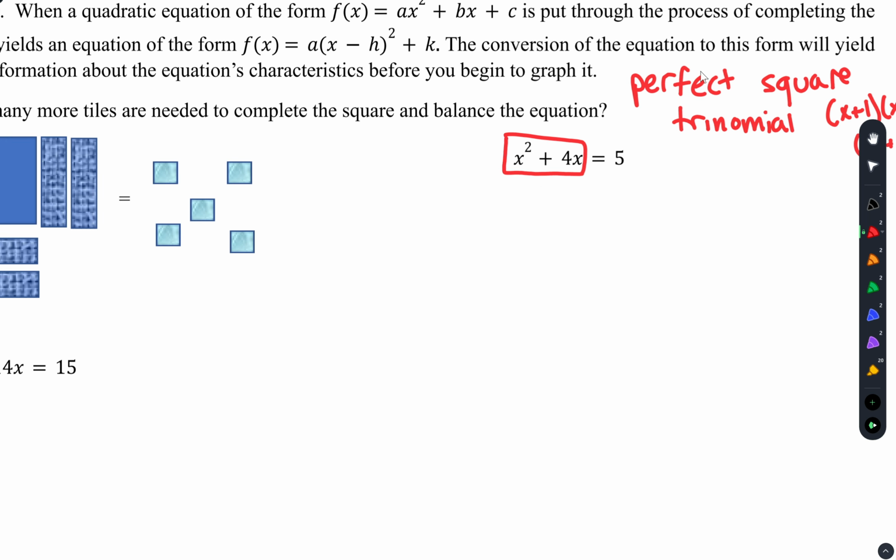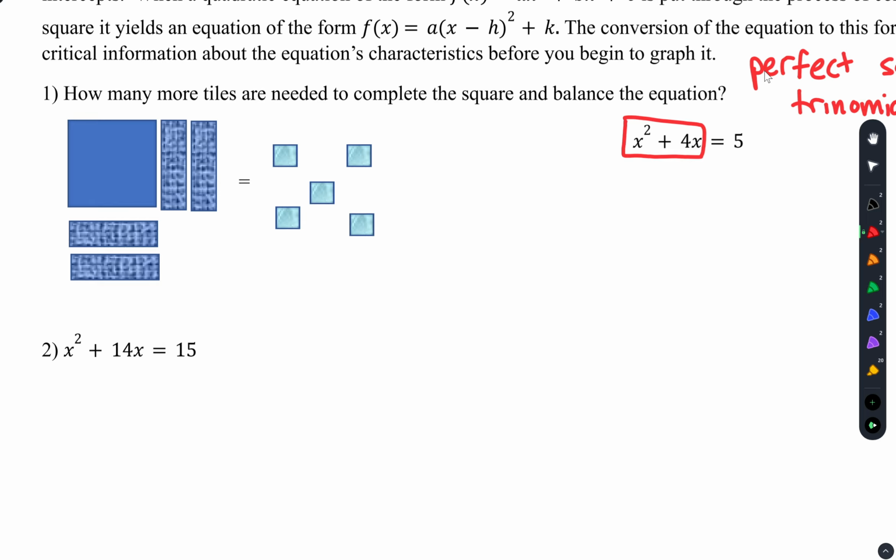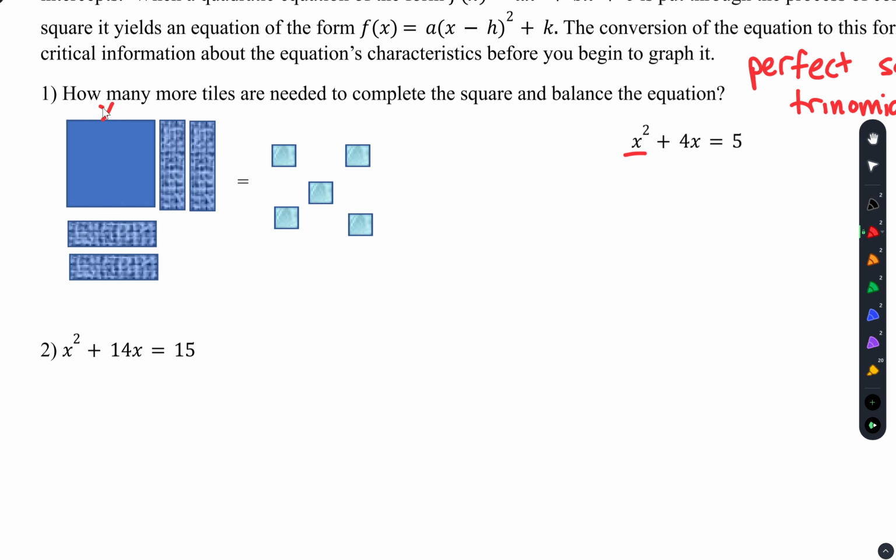So if I have x squared plus 4x and I want to make that into a perfect square trinomial, I need to add on a c term. I don't know what that c term is going to be quite yet, but this is how I'm going to figure it out. I'm going to first take a look at that first term, x squared. Well, what makes x squared? It's x times x. X times x gets us x squared.